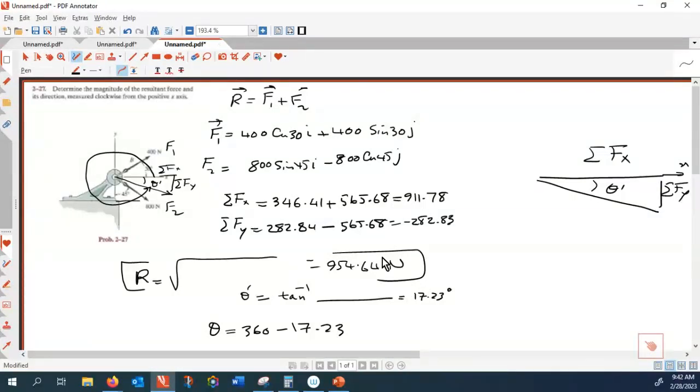A standard is X positive should go counterclockwise to get to the vector. But this is asking about the clockwise. If that's clockwise, 17 is the angle. Theta prime is the answer. So this is for counterclockwise. This is for clockwise.